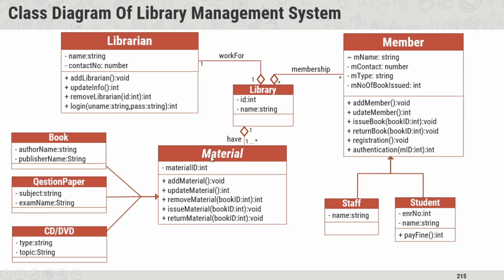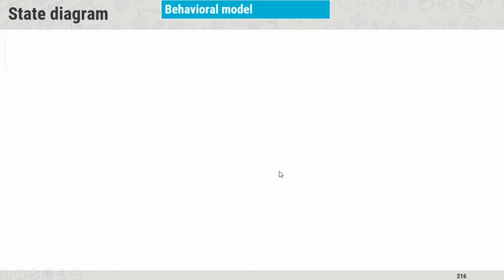That's why we have written this class in italic format. So this is a kind of multiplicity. One librarian can manage at least one member, or one or more members, but at a time it could manage at least one member. So this is the thing we are using for the library management system.